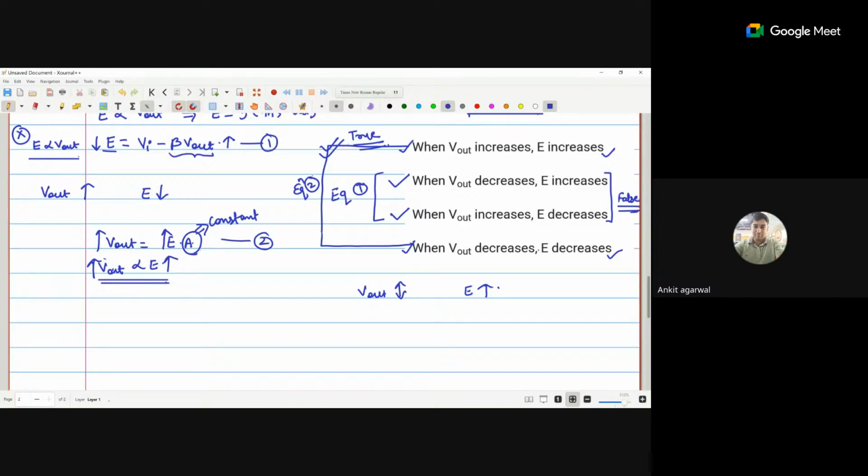Clear? So why do we choose this particular option? Only because of this statement. Sir, I have marked the same option. Which option did you mark? The first and fourth, sir. First and fourth. But these are the true statements. In the question I am asking which are the false statements. Okay, sir. Which are the false statements? The false statements are the second and third.